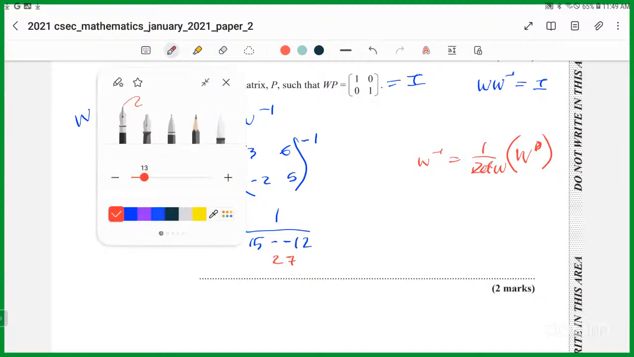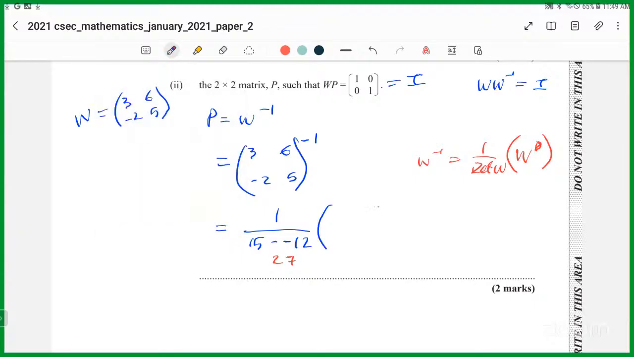And then multiply that by the adjoint matrix of W. The adjoint is obtained by interchanging these two on the first diagonal. Switch them around, so you get 5, 3. Then leave these two where they are and change the sign. So this 6 becomes negative 6, and this negative 2 becomes 2. So you're dividing each of these values by this 27.